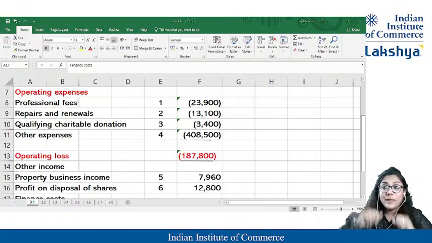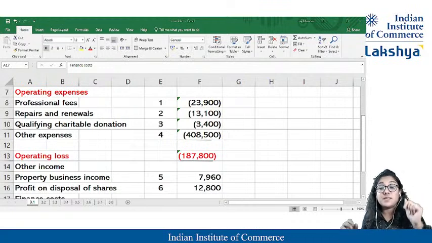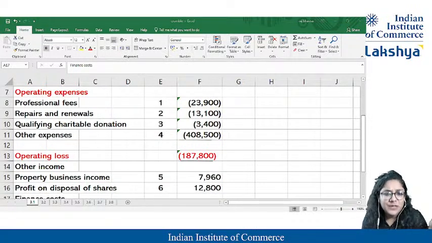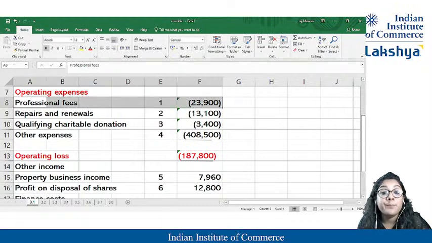But for example, as per income tax, this was an allowable expense, but you have not booked it. Then reduce it. Vice versa situation is to be done. Cool. Let's start. Professional fees is 23,900 as per books of accounts.